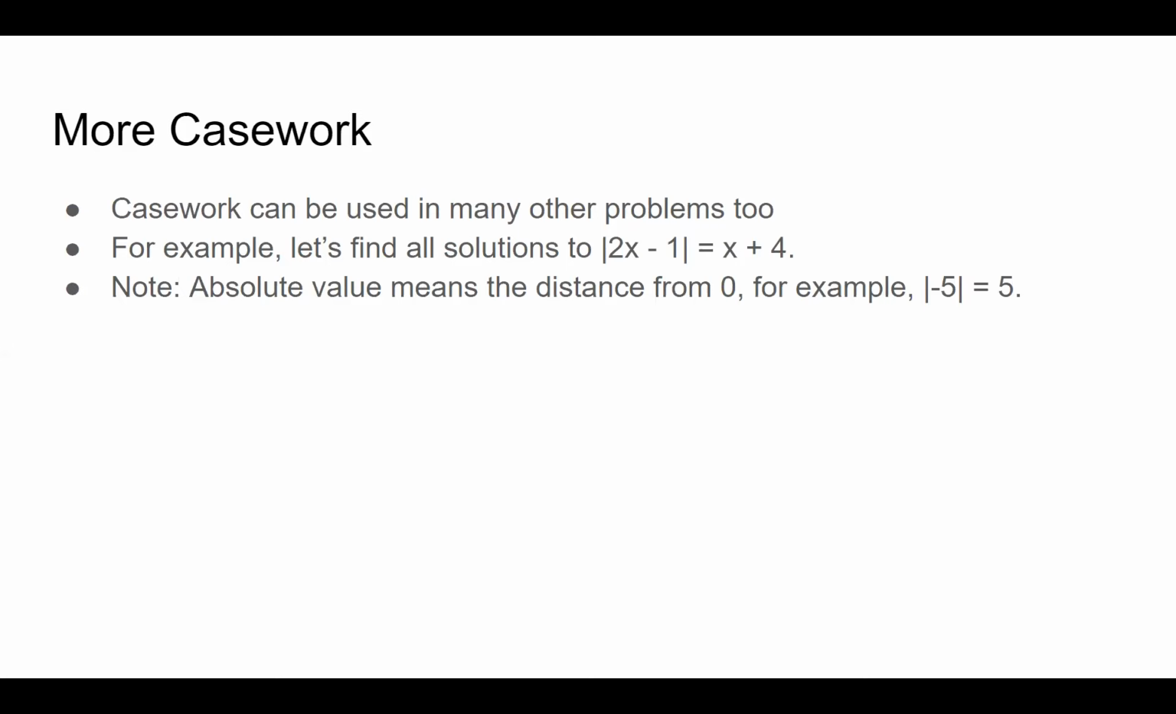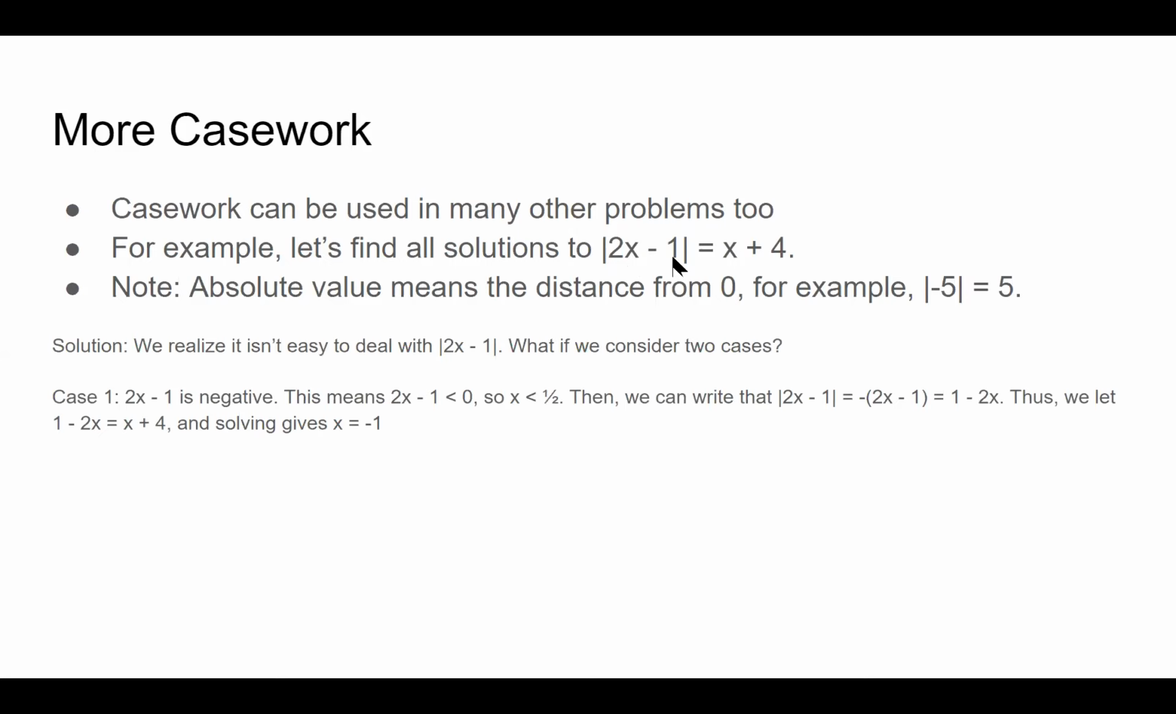All right, so this is a common technique with absolute value problems. We consider if this value in here is positive or negative. So the first case is if this absolute value is negative. So this occurs when 2x minus 1 is less than 0. So this means x is less than 1/2, just solving the inequality.